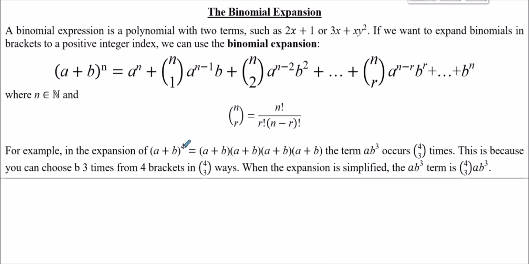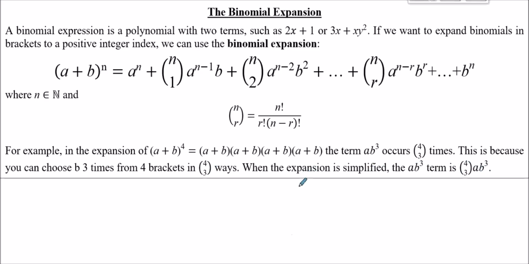And so a plus b, sorry, to the power 4, we get a b cubed 4 choose 3 times. This is because you can choose b 3 times from 4 brackets in this many ways. You've got 4 brackets with b in, you're choosing just 3 b's. When the expansion is simplified, the a b cubed term becomes 4 choose 3 a b cubed, which is 4 a b cubed.